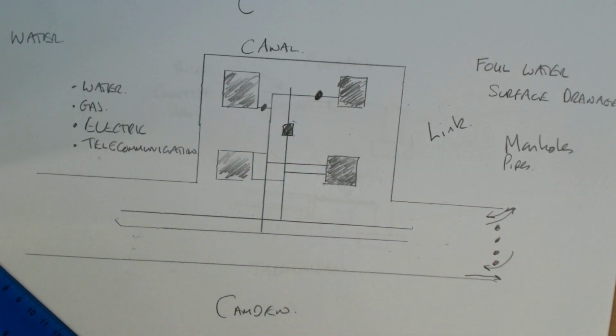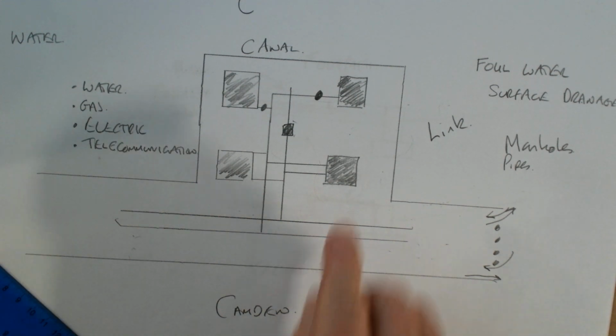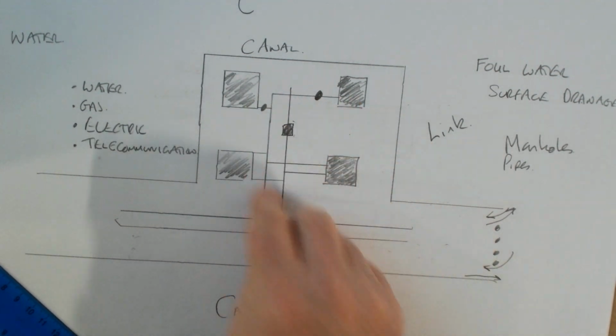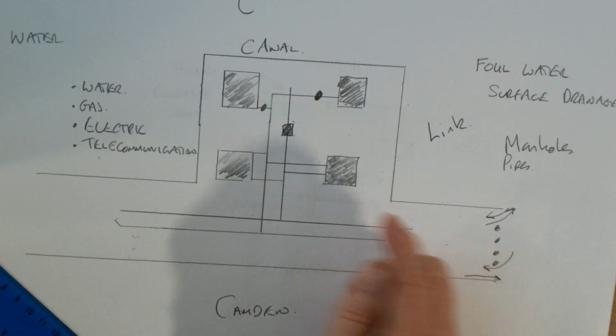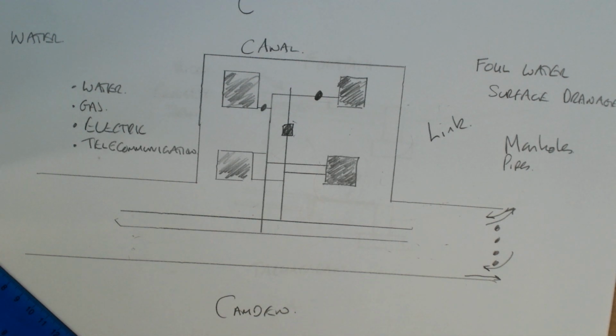So I've put one in each corner, just to illustrate the point that we're trying to make here. At the moment, from the previous lesson, this is drainage systems. This is actually not a combined system. This is separate foul and surface water systems.